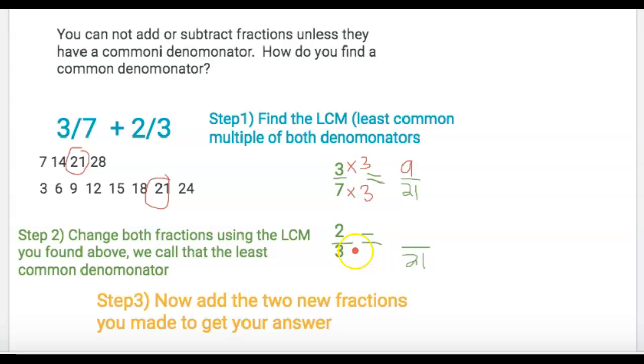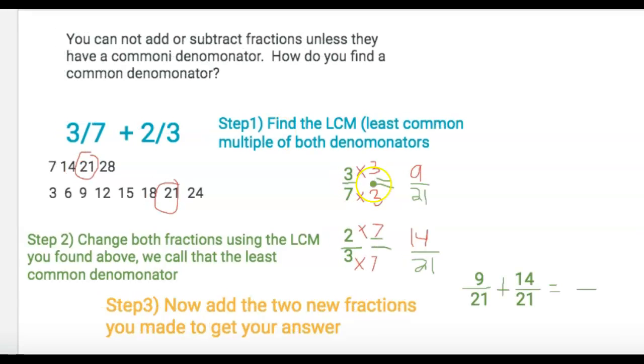Down here, it's going to be different, because 3 times 3 doesn't equal 21. So 3 times what equals 21? 3 times, oh look, 1, 2, 3, 4, 5, 6, 7. 3 times 7. So if I multiply 3 times 7 in the denominator, I have to also multiply the numerator times 7. So now my numerator is going to be 14. So I have 9/21 and 14/21.